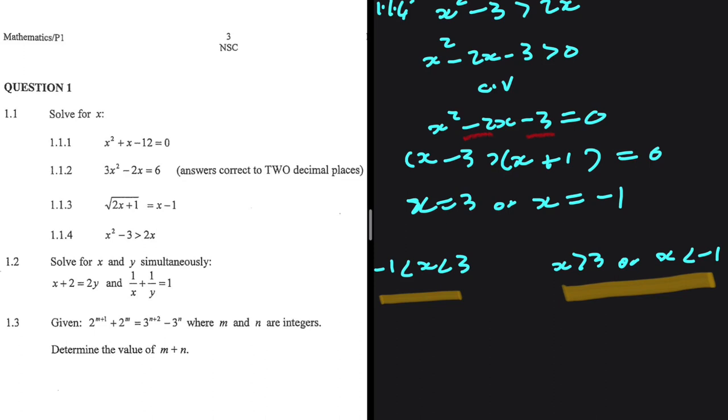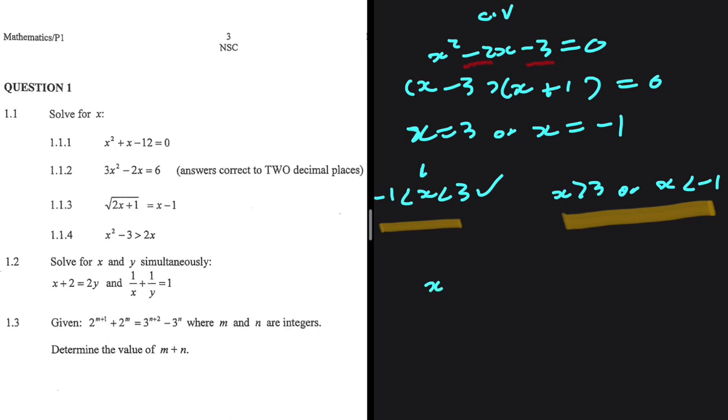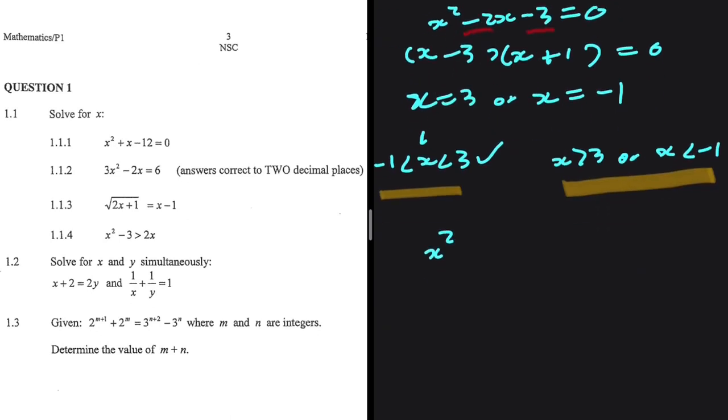So let's go ahead and test this first one. How can we test that one? We take a number between -1 and 3 and see if our inequality, not equation, is going to be satisfied. So let's take 1 as it is between -1 and 3. We are substituting it into the inequality we started with. So we're going to have x squared minus 3 being greater than 2x. If we substitute 1, we're going to have 1 squared minus 3 being greater than 2 multiplied by 1.